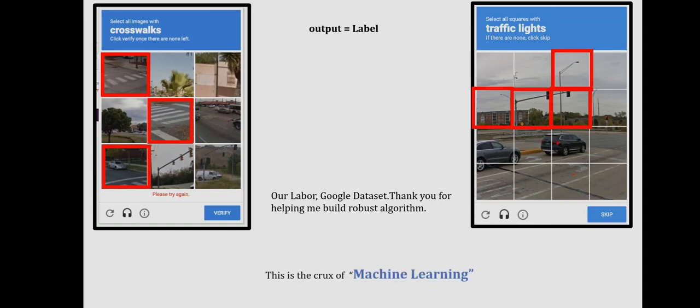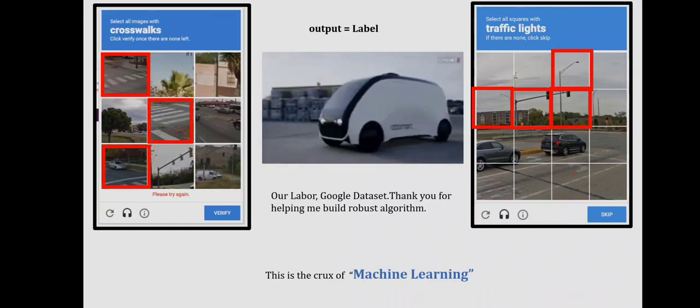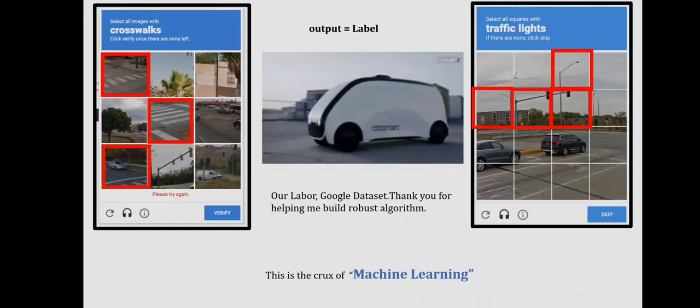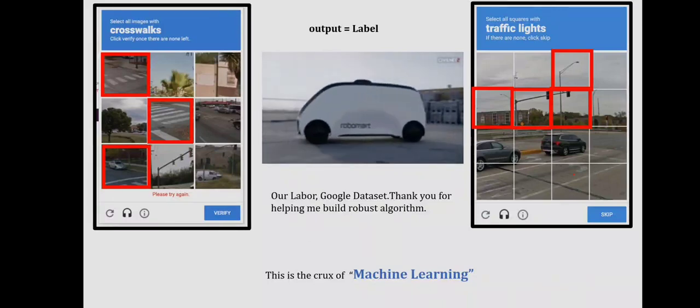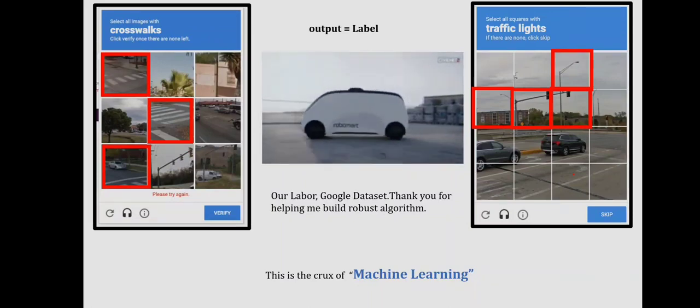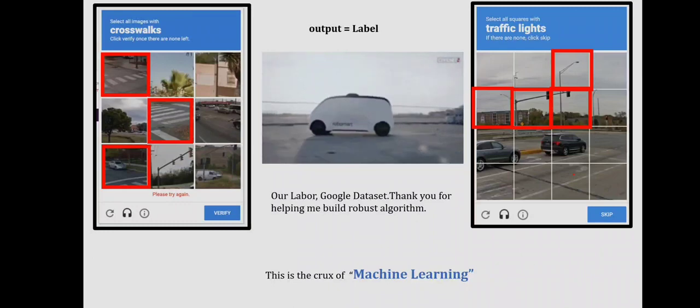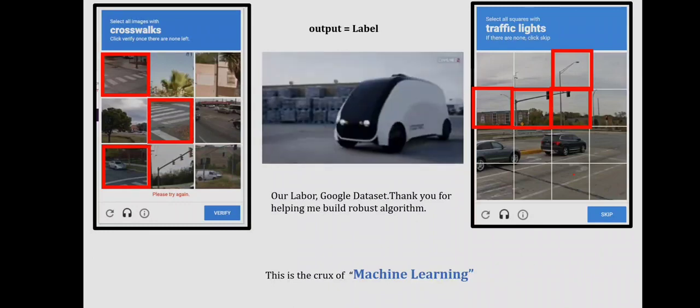So this is how Google develops a machine learning model. You are giving your labor, helping Google's data set to build a robust machine learning algorithm. Now the vehicle built by Google, the automated driverless machine learning based vehicle, which is moving, uses Googlers like you and me. It gets trained and then it starts moving.